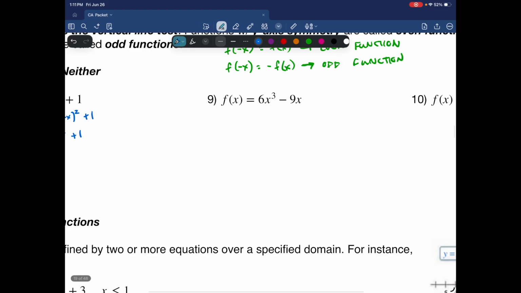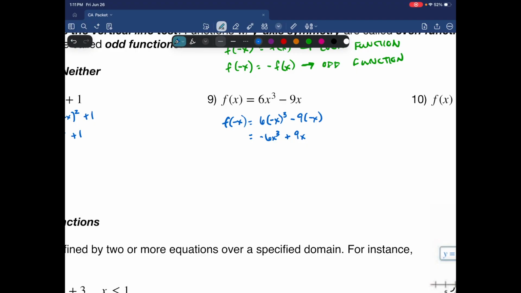Okay, let's do number 9. So I'm going to plug in negative x again. Let's see, I got 6 times negative x cubed minus 9 times negative x. All right, so that's going to give me negative 6x cubed plus 9x. That is not my original, okay, but all is not lost.